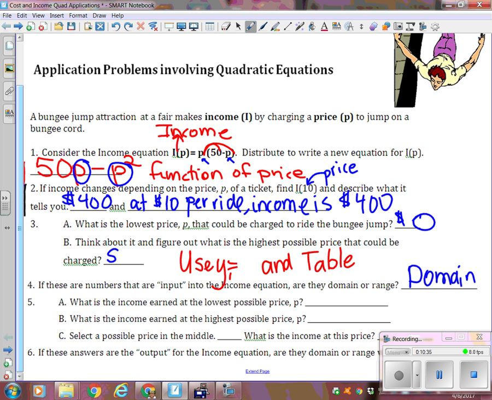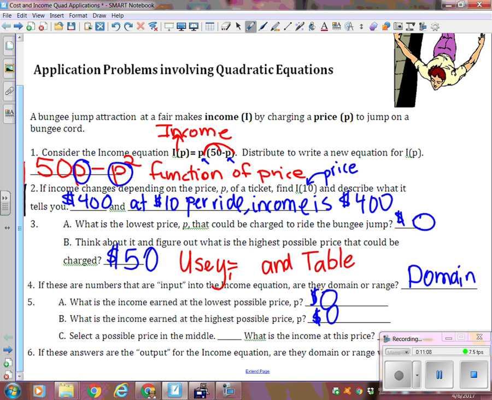Okay, what is the income earned at the lowest possible price? How much money did we make? If you charge 0, you're going to make 0. What was the income earned at the highest possible price? If you charge $50, how much? You're going to make 0. That's no good. So if I charge too little, I make 0. If I charge too much, I also make what? 0.